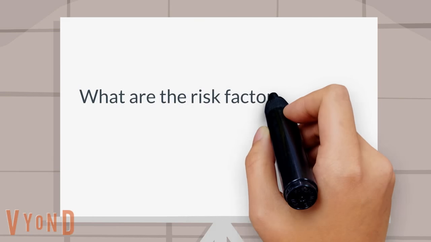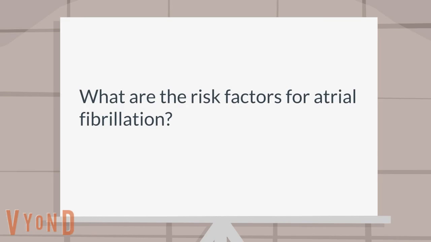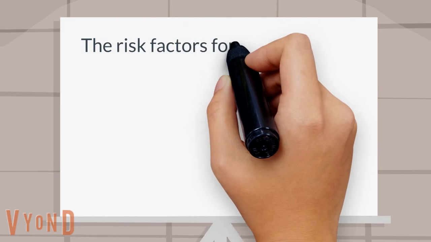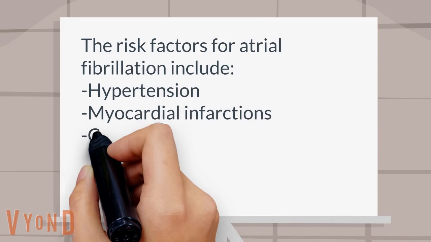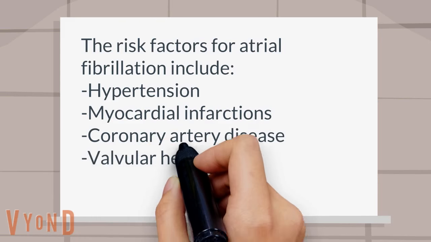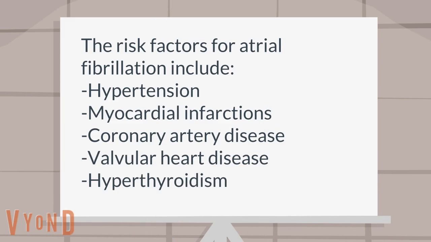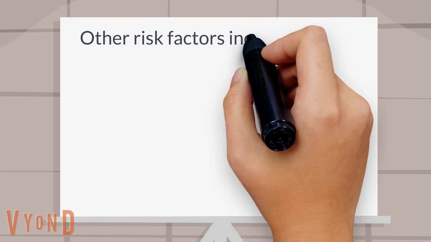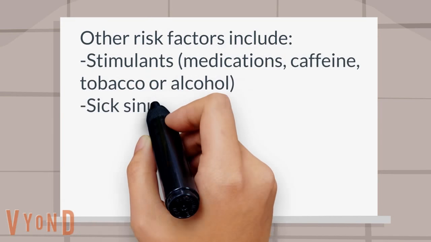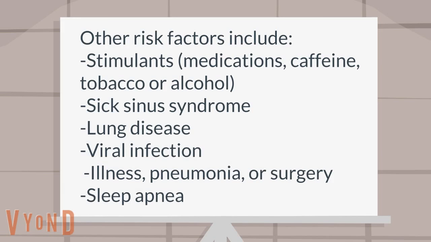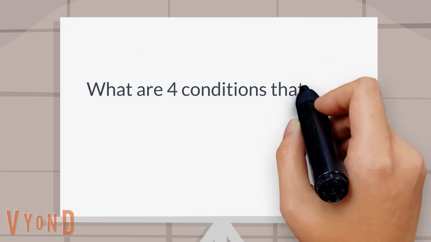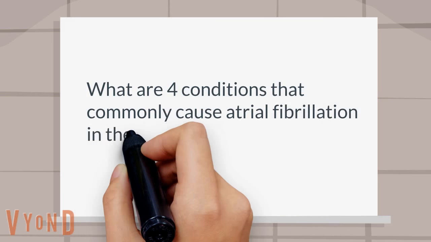What are the risk factors for atrial fibrillation? The risk factors for atrial fibrillation include hypertension, myocardial infarctions, coronary artery disease, valvular heart disease, and hyperthyroidism. Other risk factors include stimulants, medications, caffeine, tobacco or alcohol, sick sinus syndrome, lung disease, viral infection, illness, pneumonia or surgery, and sleep apnea.